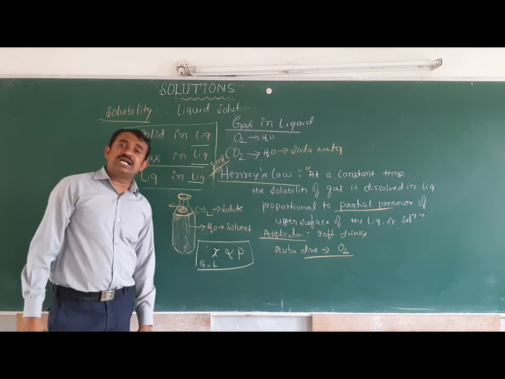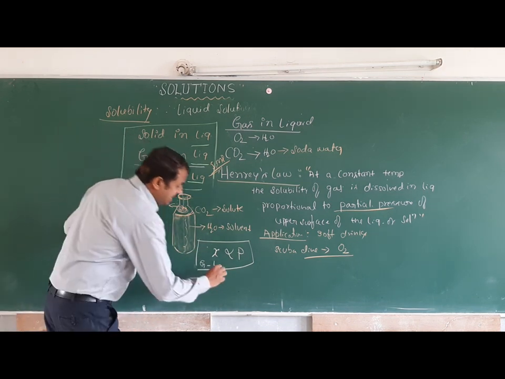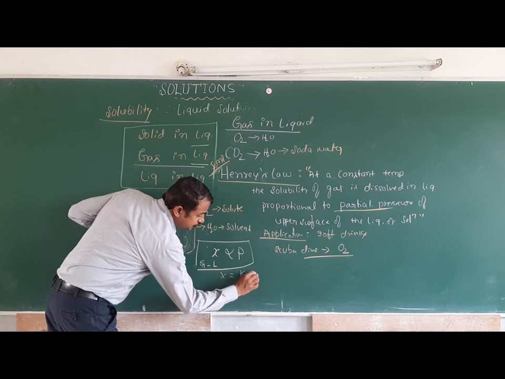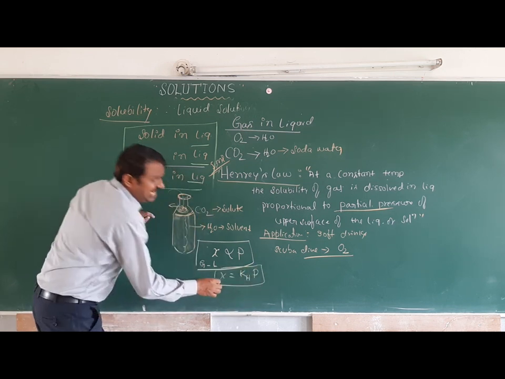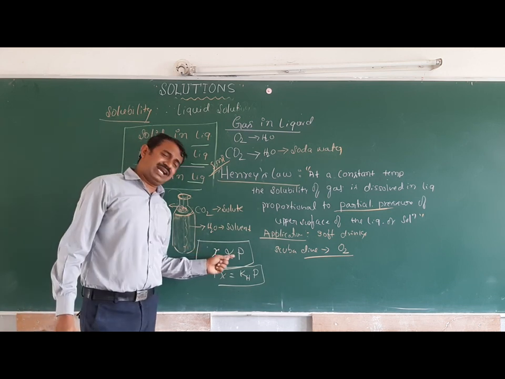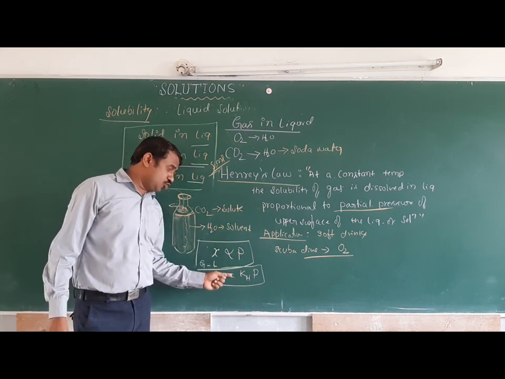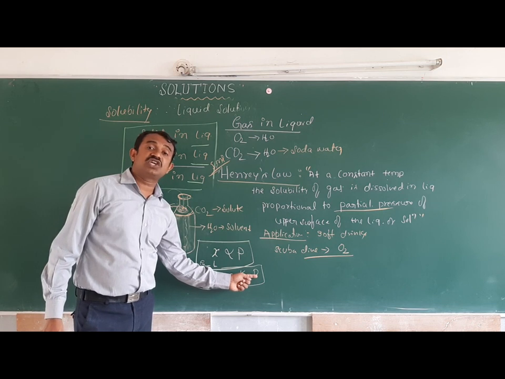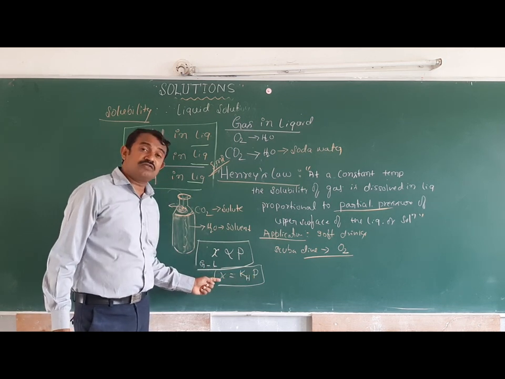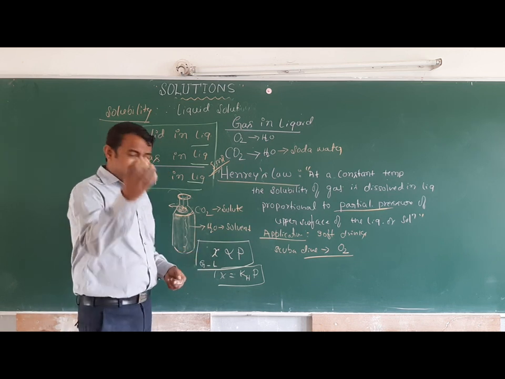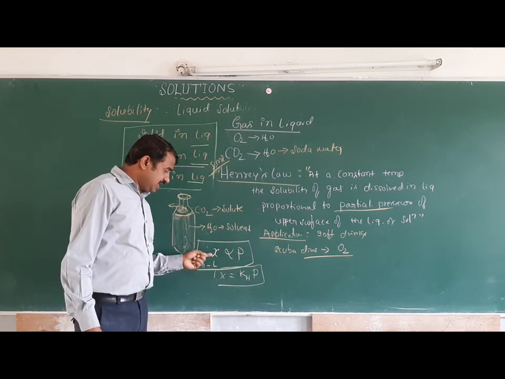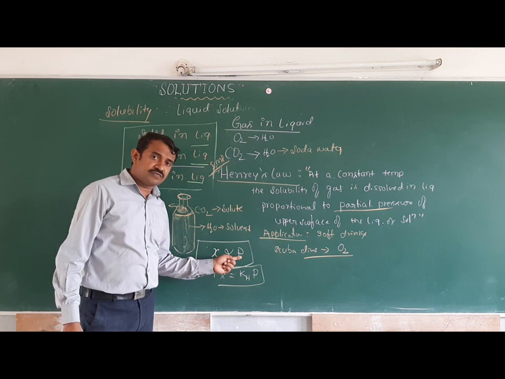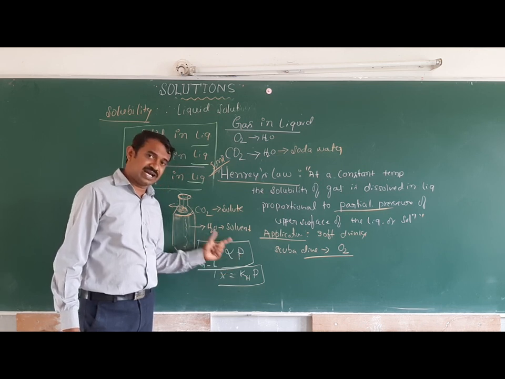X is directly proportional to P, where X equals K_H P. Write the mathematical expression of Henry's law: X is directly proportional to P, where X equals K_H P. K_H means Henry's constant, P means partial vapor pressure, X means mole fraction of the gas dissolved in liquid. X is directly proportional to P means at a constant temperature, the solubility of a gas dissolved in a liquid is directly proportional to the vapor pressure of the liquid or solution. That is called Henry's law.